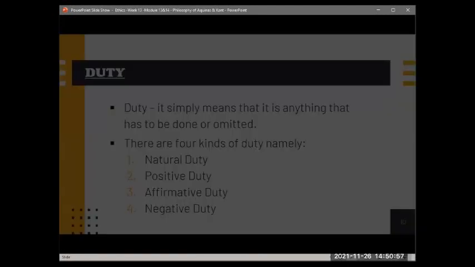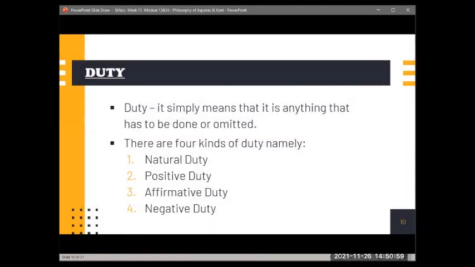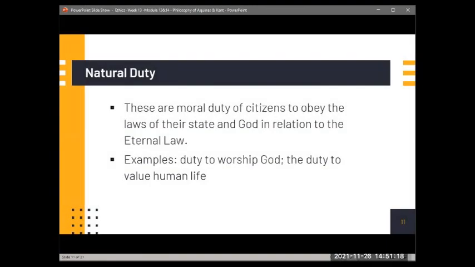So let's discuss first his ideals about duty. Now, duty means that it is anything that has to be done or omitted. Now, there are four kinds of duty, namely the natural duty, the positive duty, the affirmative duty, and the negative duty. Now, what is natural duty? Now, these are moral duty of citizens to obey the laws of their state and God in relation to the eternal law. The examples of natural duty are duty to worship God and the duty to value human life.